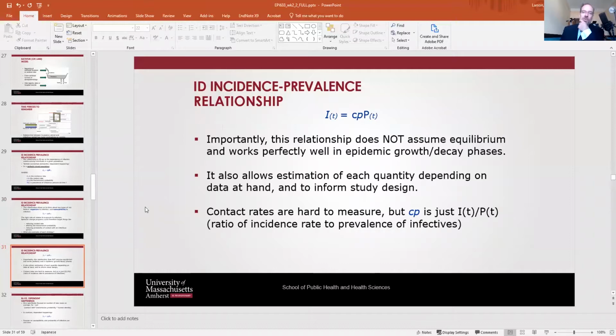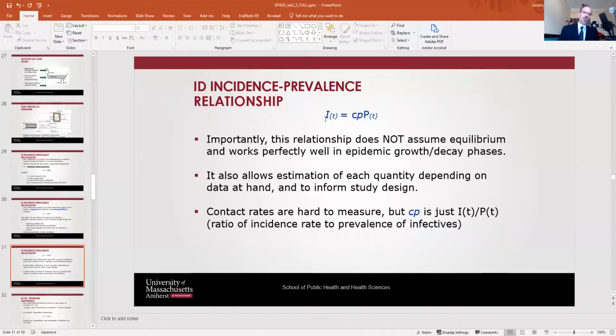Importantly, this relationship does not assume equilibrium and works perfectly well in epidemic growth and decay phases. So it doesn't matter at what point of the epidemic we're talking about, this formula still holds. Mainly because it includes the prevalent cases at time t. So as that changes, it's going to change the impacts for the number of infecteds.